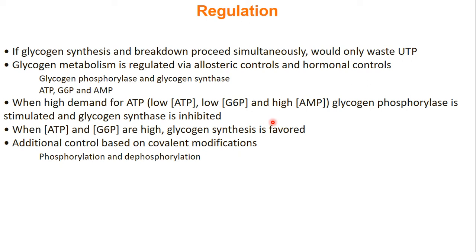While if you have a lot of ATP and glucose 6-phosphate in your cell, start making glycogen. Start storing this glucose. We have enough energy. Don't break down more glucose. We don't need it. We can do some more control on our enzymes via phosphorylation and dephosphorylation.